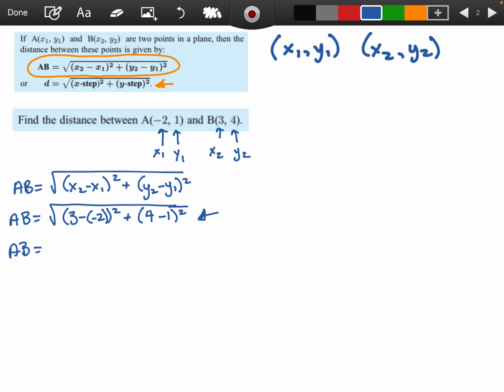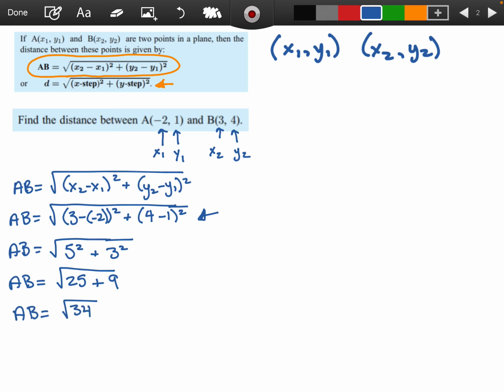You can also work it out a piece at a time, more by hand, which is also fine. Okay, so we've got 3 minus -2, so that becomes 3 plus 2. So that's 5 squared plus, and then 4 minus 1 gives me 3 squared. So AB is equal to the square root of 5 squared, we've got 25 plus 9. So AB is equal to root 34.